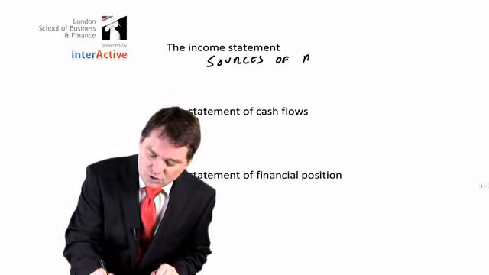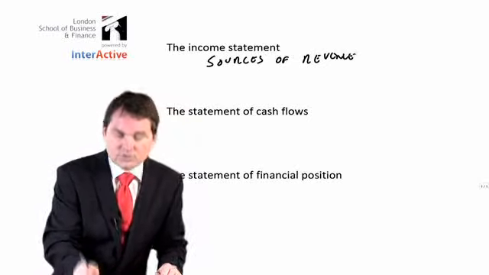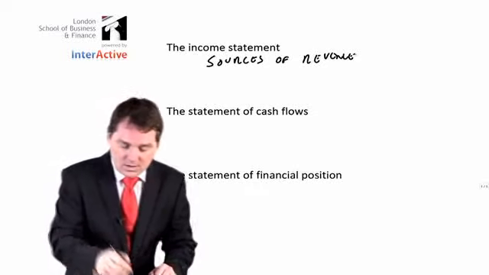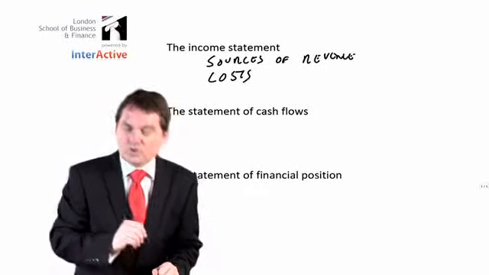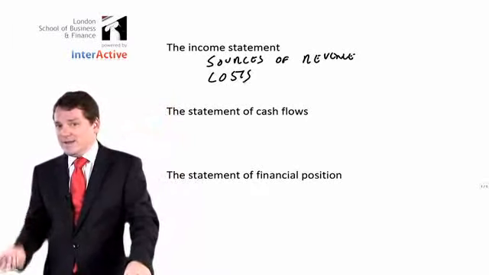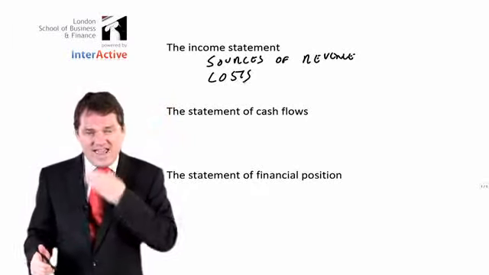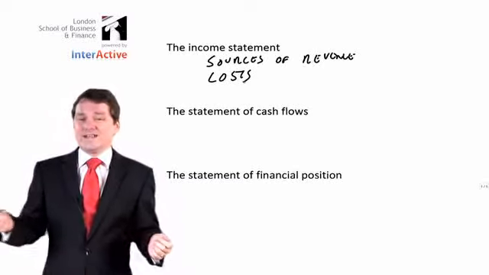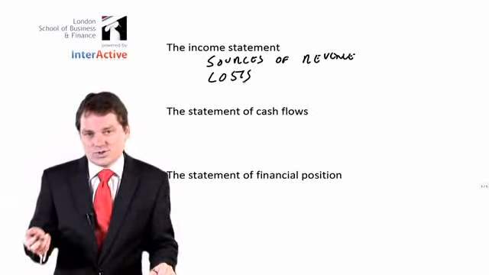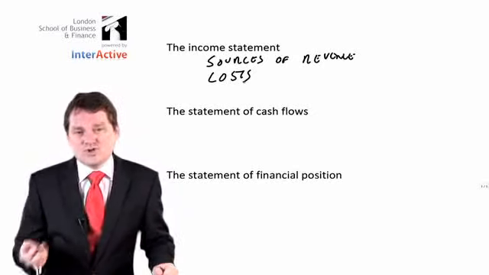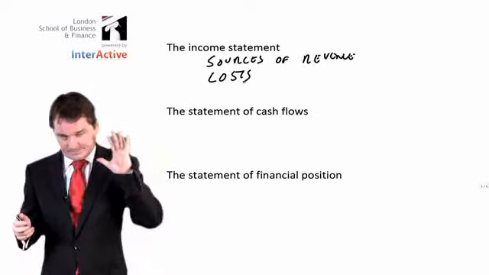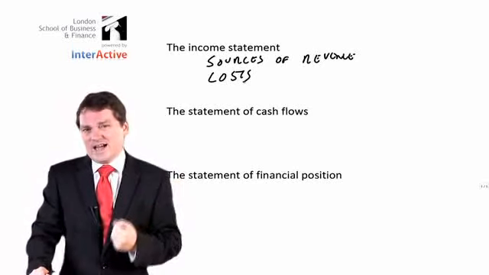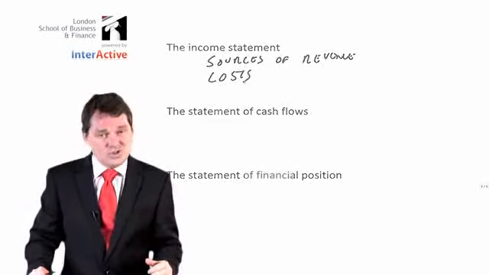basically shows you sources of revenue. Where have we got our revenue from? It also looks at costs and what have we spent the money on. Now, there are various different categories that we have to show in our financial statements. So, for example, we have to show any dividends that we have paid out. We have to show any interest that we've paid out to the bank. So, it gives the users of the financial statements an idea of where the money came from and what we were trying to do with it.